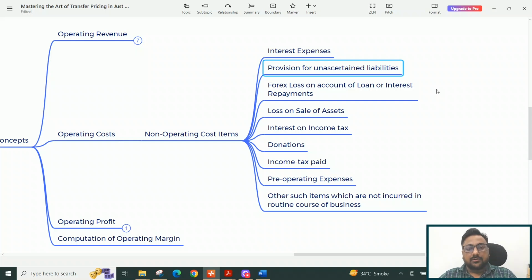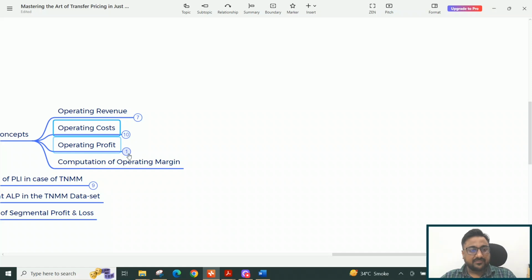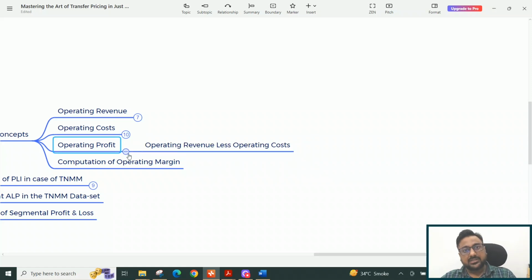Then loss on sale of assets. This activity does not happen day in and day out in a business, so loss on sale of assets is also regarded as a non-operating cost item and needs to be excluded when you arrive at the operating cost figure. Then interest on income tax, donations or CSR payments, income tax paid, pre-operating expenses and other such items which are not incurred in the routine course of business. You need to exclude those to arrive at operating cost. I hope operating revenue and operating cost are clear. Now what is operating profit? It is simple: the difference between operating revenue and operating cost.